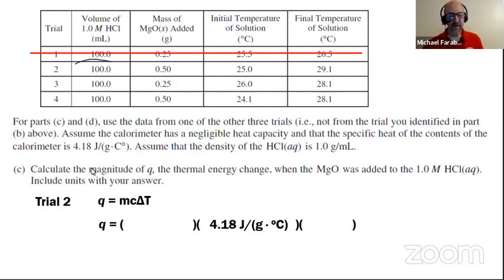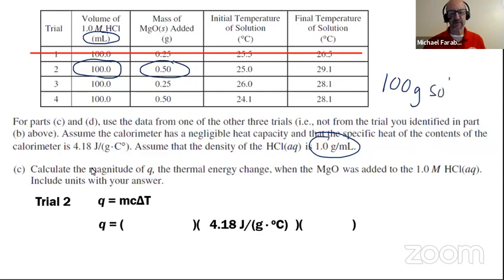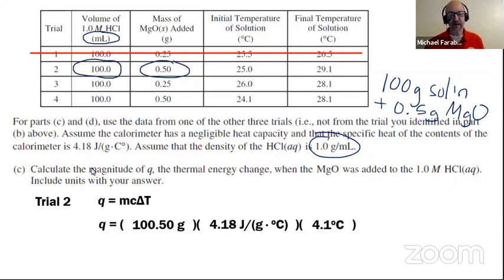Now these numbers right here are volume, in milliliters. It's not in grams, but luckily we're assuming that the density of HCl is 1 gram per milliliter. So we have effectively 100 grams of solution. And then we also have to add either 0.5 or 0.25 to that total. So if I'm doing trial 2 and I add the 0.5 grams of MgO, that brings my total mass of the contents of the calorimeter to 100.5. And our delta T, as calculated by the difference in temperature, is 4.1.